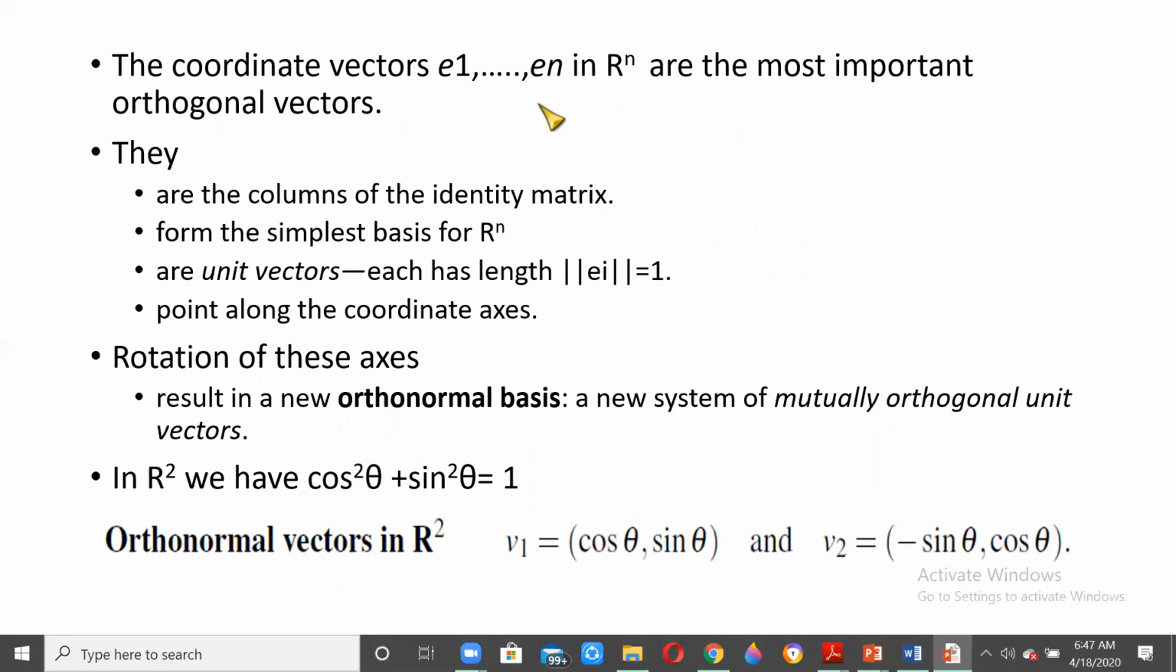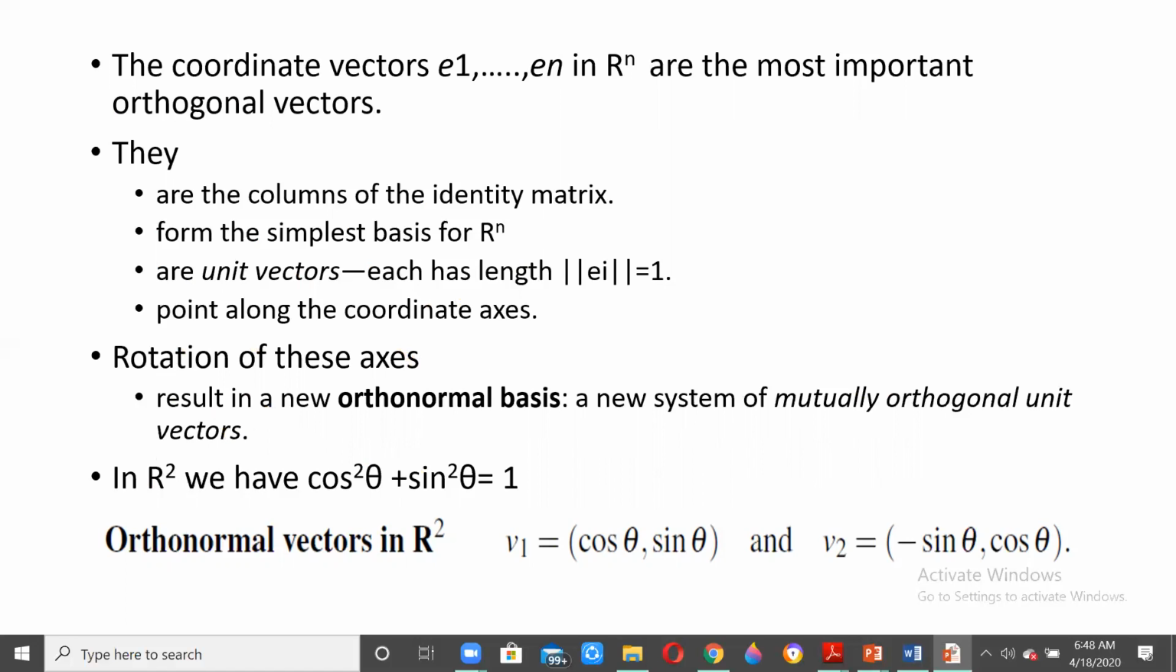Also we said that the coordinate vectors e1 to en in Rn are the most important orthogonal vectors, and these e1 to en are columns of the identity matrix. They form the simplest basis for Rn, and they are unit vectors. Each has a length of 1, and they point along the coordinate axes. If we rotate these axes, we get a new orthogonal basis, a new system of mutually orthogonal unit vectors.